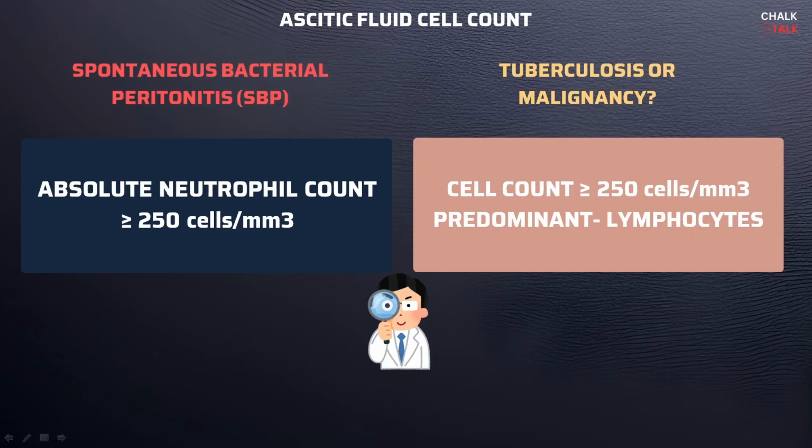Now here, I want to take a closer look at the ascitic fluid cell count with you and what the numbers tell us, right? When you do a diagnostic paracentesis, one of the first things to check is the cell count and differential. So if absolute neutrophil count is greater than 250 cells per cubic millimeter, think infection. Most likely it is spontaneous bacterial peritonitis. If the cell count is beyond 250 cells per cubic millimeter, but lymphocytes predominate, then you are thinking tuberculosis or a malignancy, for example.